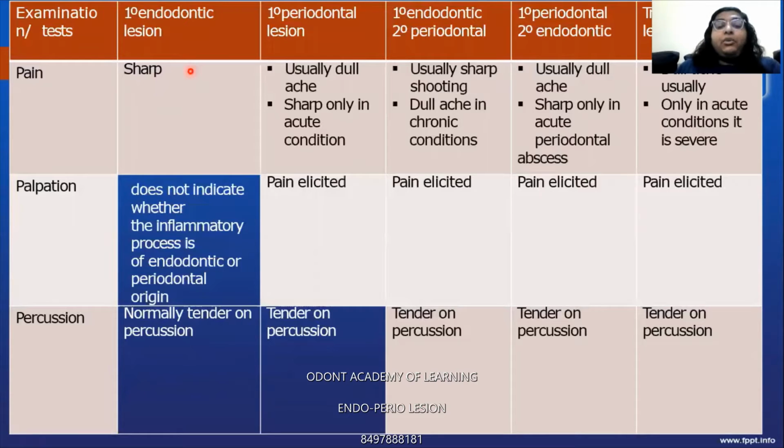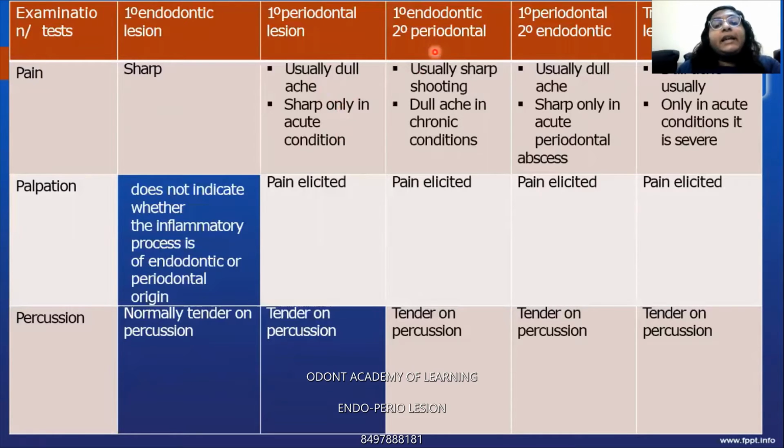In a primary perio lesion, usually the pain will be dull, and it is sharp only when it's an acute condition. It's usually dull and not a continuous stabbing type. It's usually a dull throbbing type. It will be sharp only if it's an acute condition.